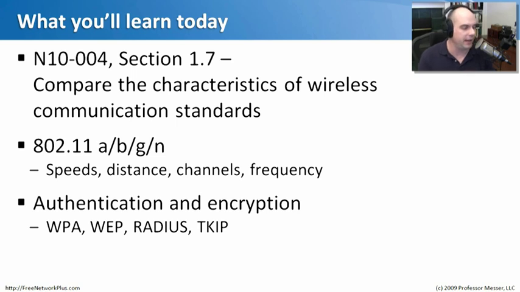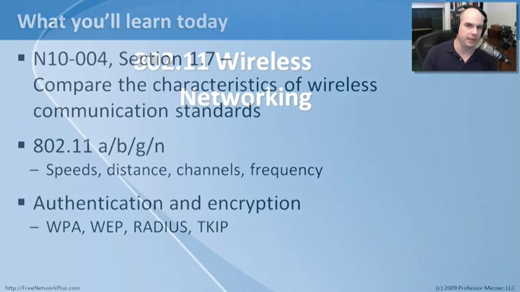We need to understand what the differences in speeds, in distances, in channels, and in frequencies are between all of those different types of wireless networks. There are also some technologies around authentication and encryption that we need to look at: WPA, WEP, Radius, and TKIP. So we're going to go through all of those in this module.